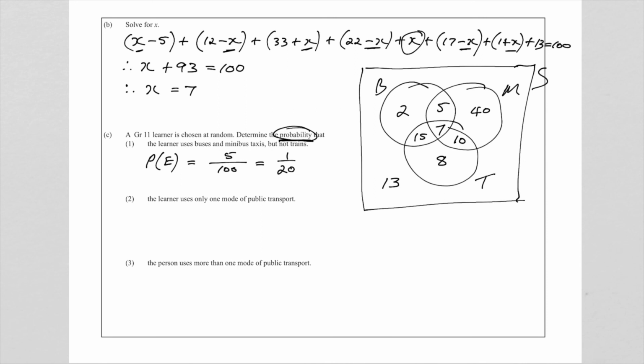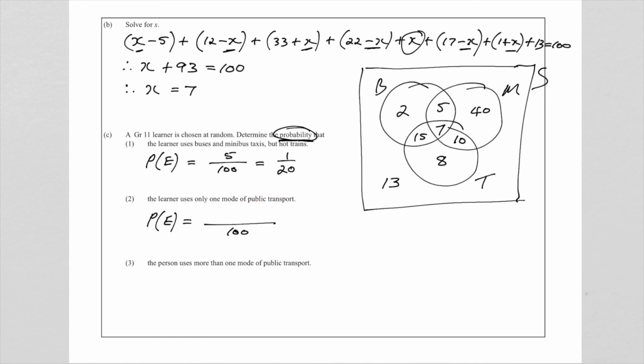The next question, they say, what is the probability that a learner uses only one mode of public transport? Only one mode. So we can say the probability of this event, and we're going to say 100, that is my sample space. And now we need to know, where will we find one mode?